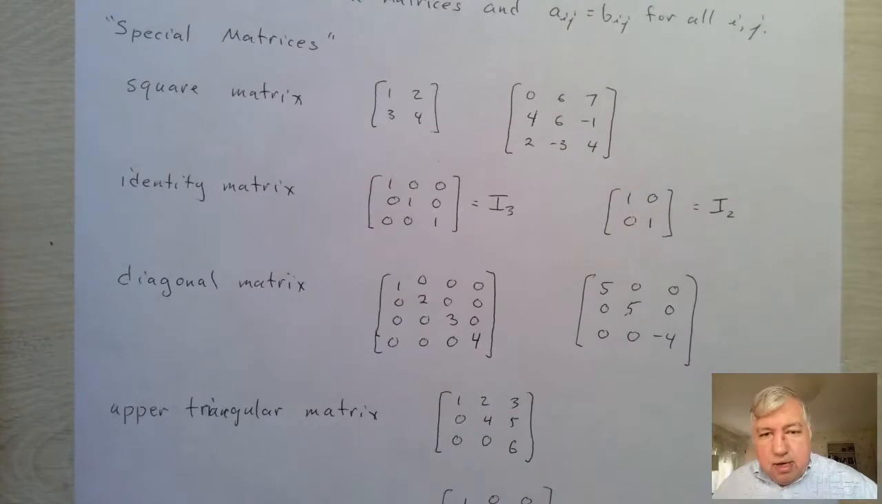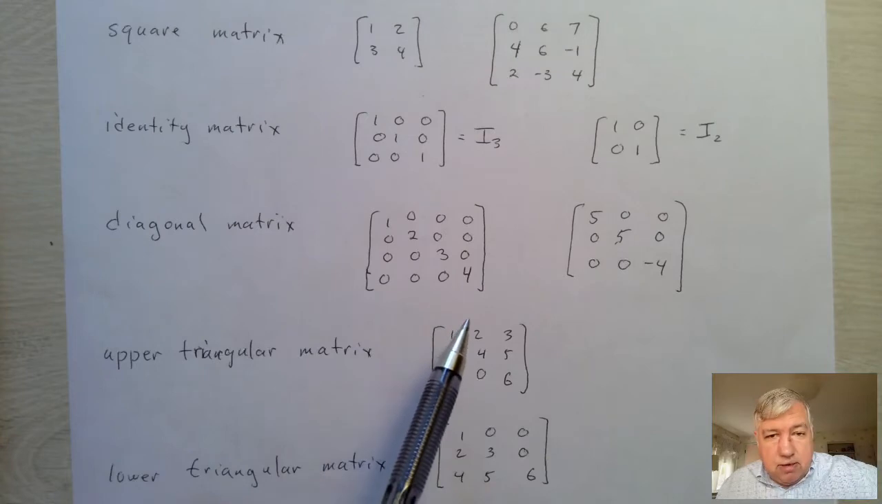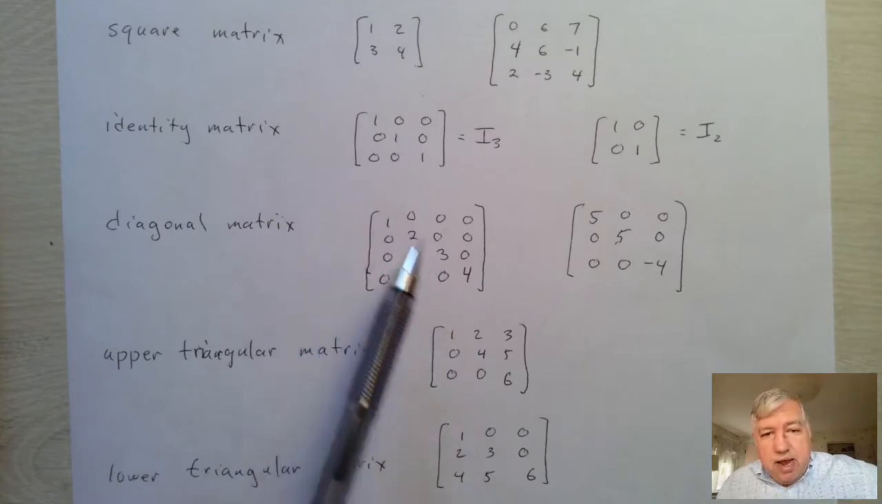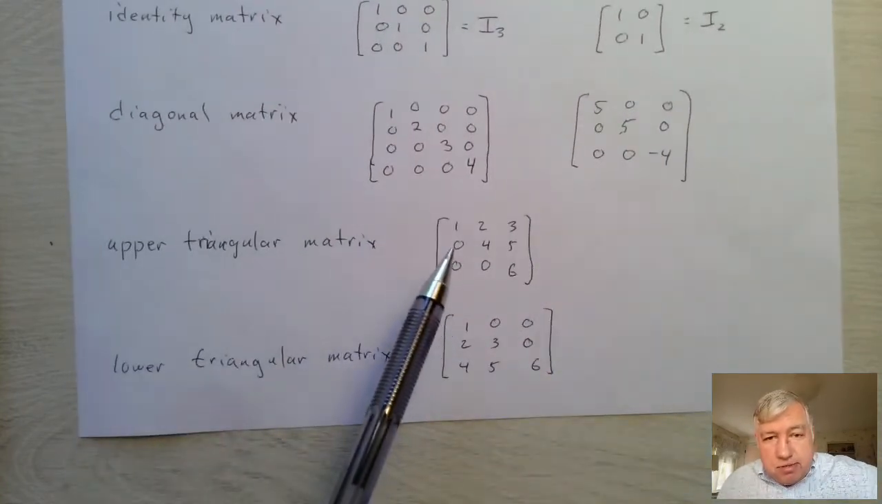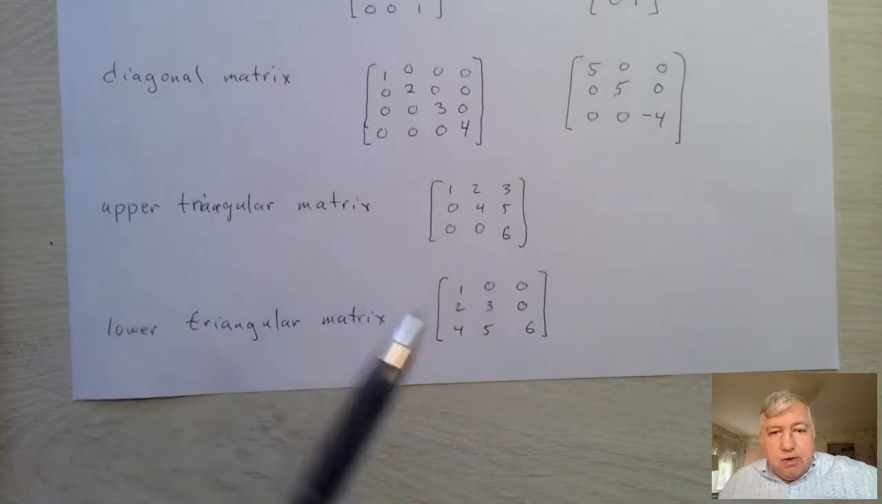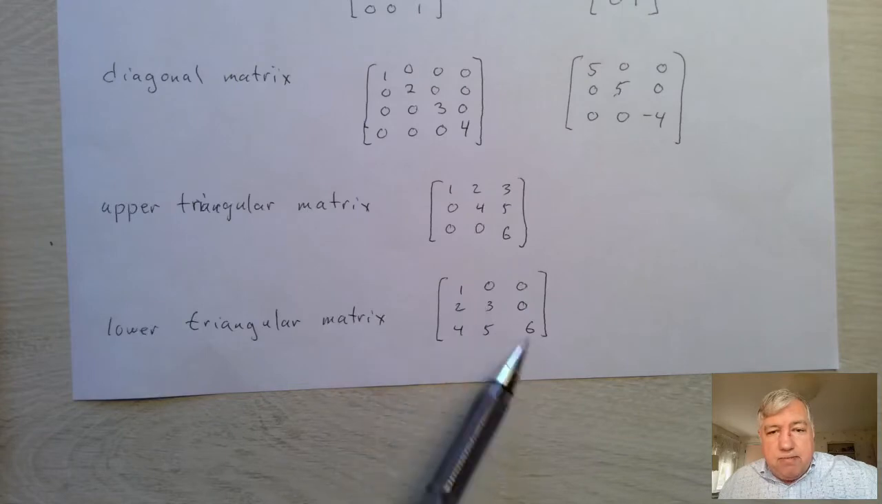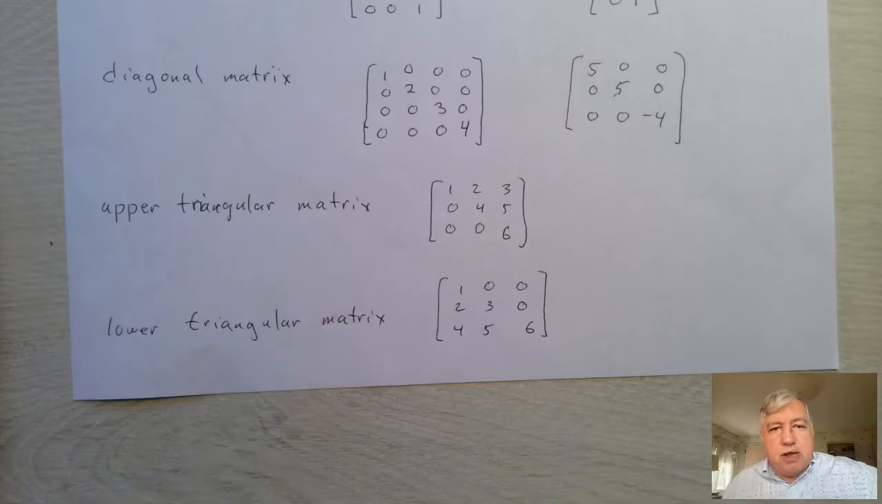Diagonal matrices. In these matrices, all the non-zero elements are on the diagonal. Of course, we could have zeros on the diagonal too, but anything off the diagonal is zeros. In an upper triangular matrix, anything below the diagonal is all zeros. With a lower triangular matrix, anything above the diagonal is all zeros. We'll see these, particularly the upper triangular matrix, will have a role later on when we talk about eigenvalues and stuff like that. All right, so pretty straightforward what a matrix is.